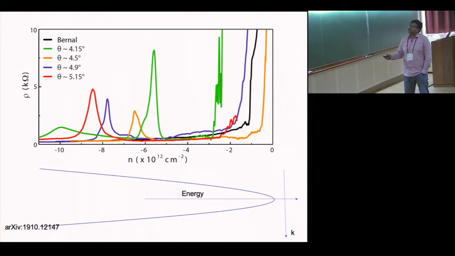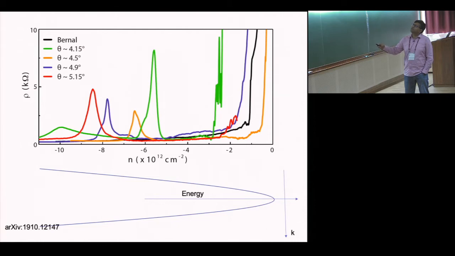Okay, so I'm jumping straight into the data. This is transport data taken on a number of samples. What these different samples are, are different twist angles between the two layers. So the first sample I want you to see is this black curve. This black curve corresponds to the longitudinal resistance as a function of filling for a Bernal stacked bilayer of a TMD. If you look at the Bernal stacking, what you see is here is high resistance, and this is the valence band edge.